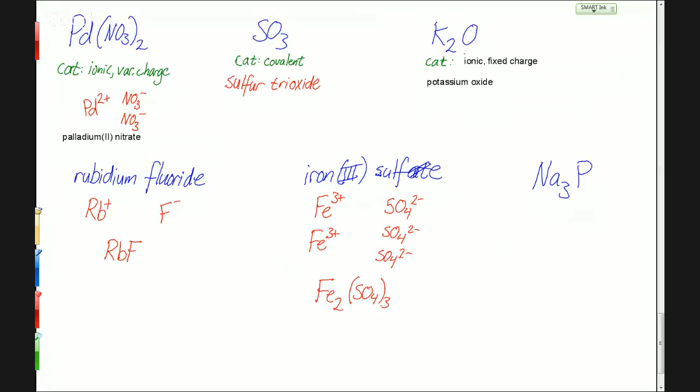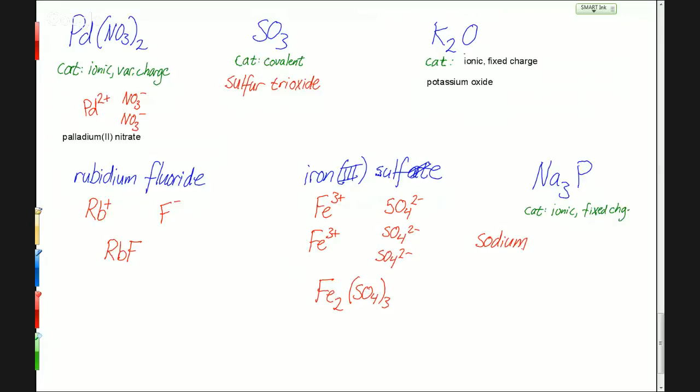All right. And last, we're going to get this name for Na3P. We should put it in its category then. What category is this? Ionic, because of metal. And fixed charge, right? Because the sodium always is +1. Okay, and we can write the name.